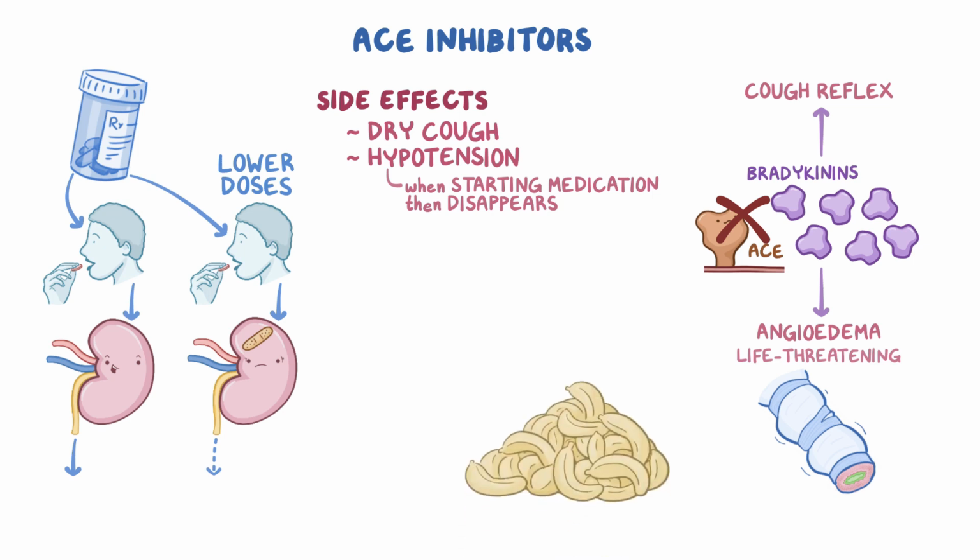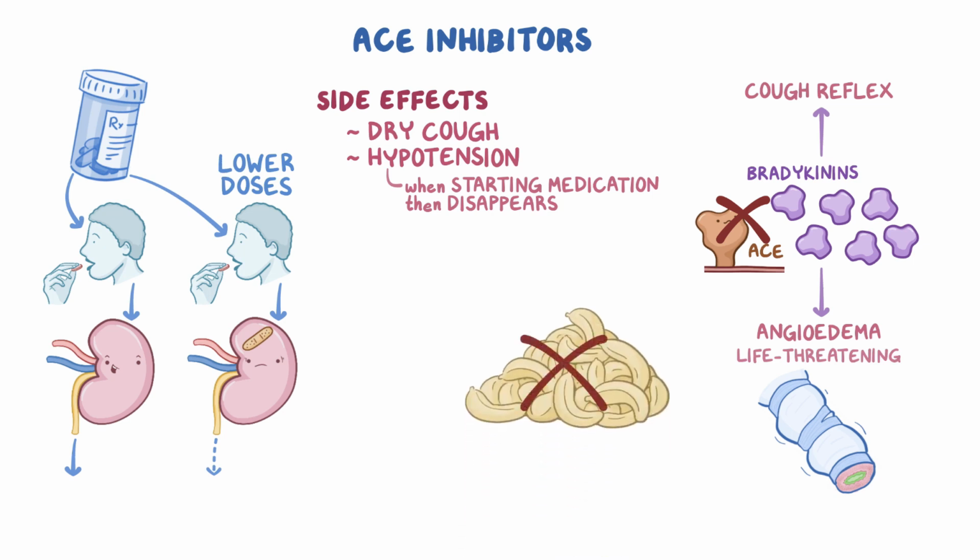Finally, people using ACE inhibitors should avoid a high potassium diet because there's decreased aldosterone production, which means there is less potassium excretion in the urine, and this could lead to hyperkalemia.